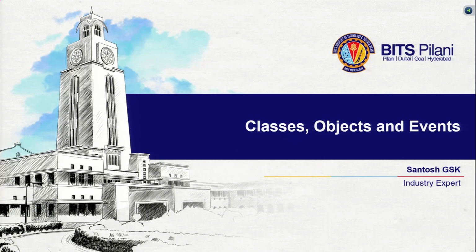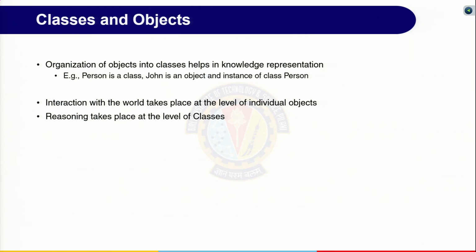Hi, in this video, we'll talk about classes, objects, and events. In our previous video, we have seen how semantic nets can be constructed. They are based on the concept of classes and objects. We have understood how important it is to characterize the entire information that we have into classes. For example, person is a class and John is an object, and it can also be called an instance of class person. Such kind of organization would help in representing the world knowledge.